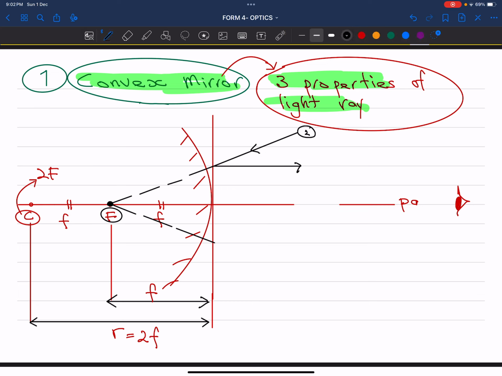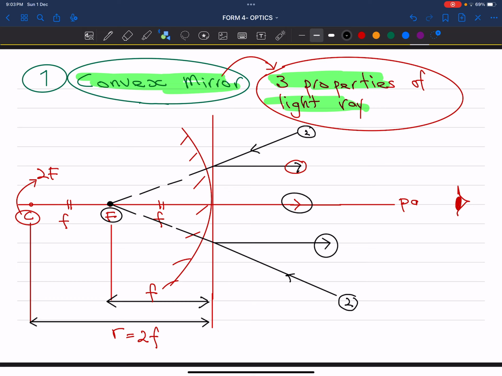Of course, I have to rub this off. I have to draw this back again. This is not parallel to this. Okay, I can draw anywhere. I can draw below also. Again the second property, any light ray that is as though approaching F will become parallel. Parallel to what? Parallel to the principal axis.